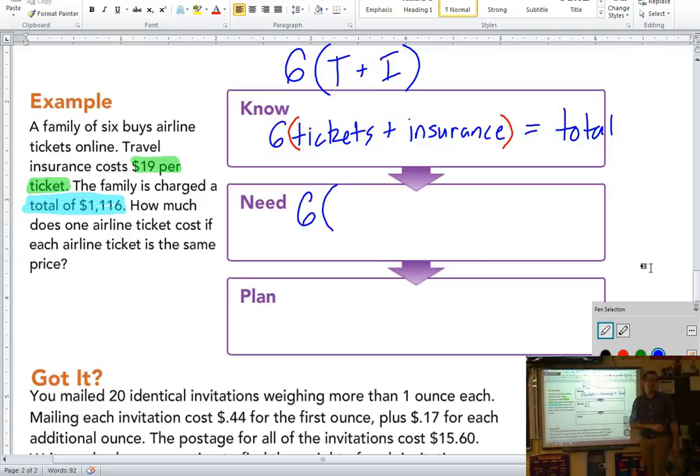Do we know the cost of a ticket? No. Okay. So we use a variable. I'm going to go ahead and just, let's use P because T is just kind of rough to work with. So P is going to be the price of our ticket. Do I know how much the insurance costs? $19. So fill in 19 for that.